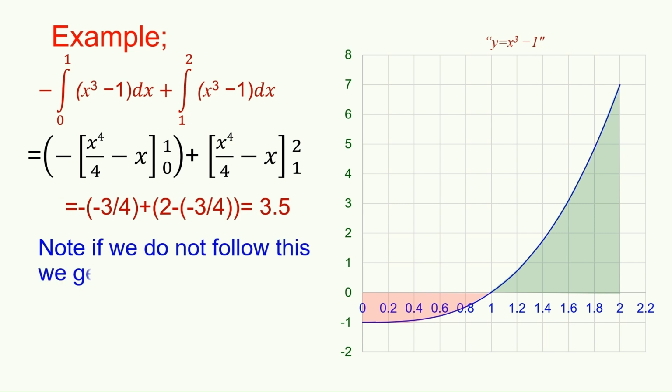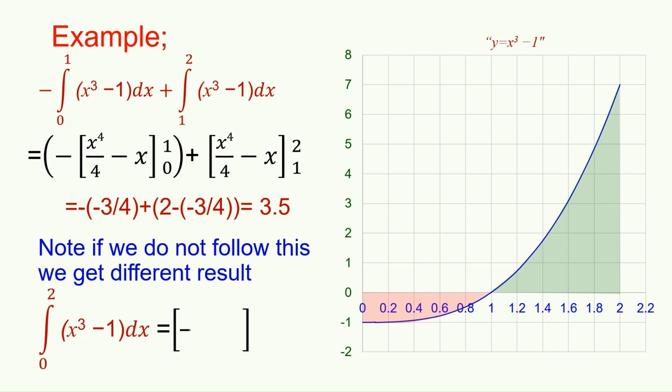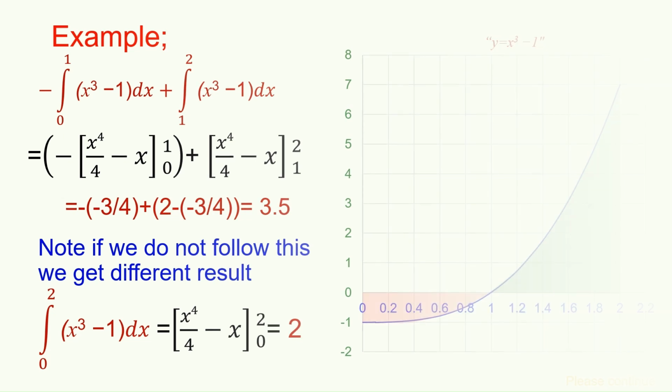Please note, if we do not follow this, we get a different result when we integrate. Definite integral of x cubed minus 1 with respect to x from lower limit 0 to upper limit 2 equals x to the power of 4 divided by 4 minus x, evaluated from 0 to 2, is 2, and not 3.5 as we got in the first case.